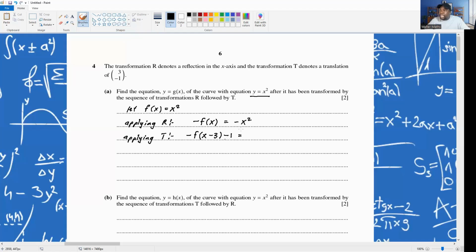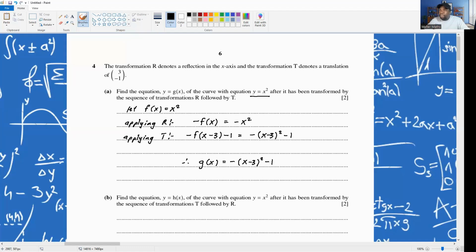And how do we express that? It will be minus of x minus 3 squared minus 1. So therefore, we are saying that g of x is that minus of x minus 3 squared minus 1. So that's the answer right here. So I use the method of function notation, all right? Applying the transformation to the function notation and then translating that to the form of the equation that we will then be having after the transformation, okay? Let's go on to part B. So this is the answer right here to A. Let's move on to B.